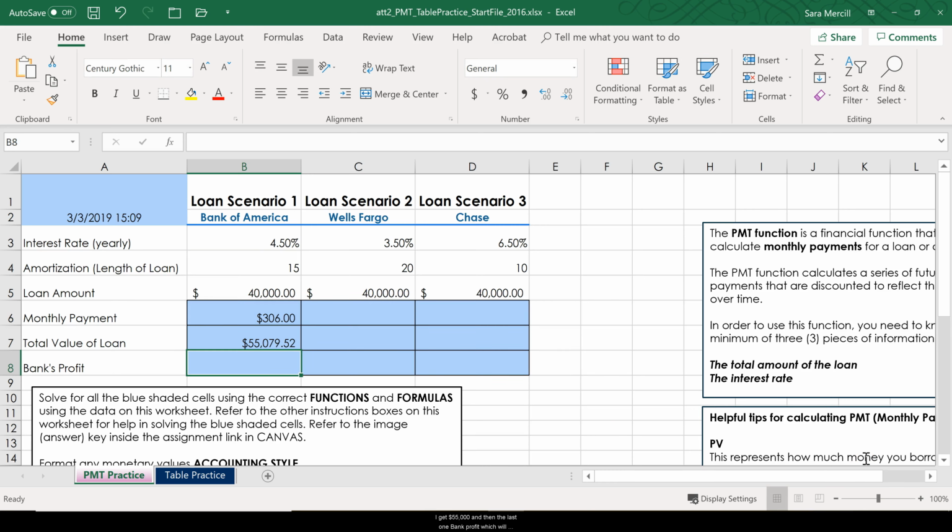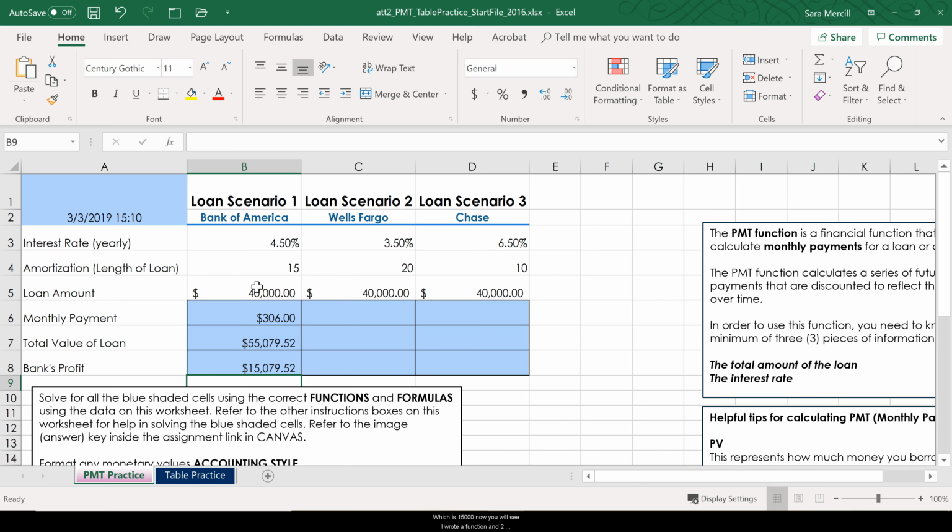I get $55,000. And then the last one, bank profit, which will also sometimes be called total interest, is how much money did the bank make from me? Well, that's easy. That's just subtraction. So it's going to be equal the total amount minus how much I borrowed, which is $15,000.